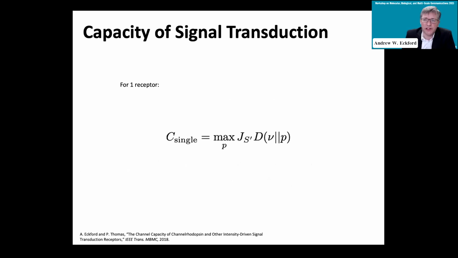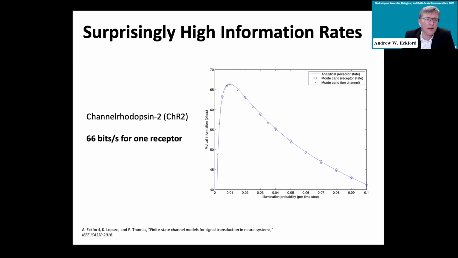For channelrhodopsin, what we did was we went to the literature and grabbed some of these rate constants that have been established by experiment, and we plugged them into our formula and tried to figure out what the capacity of channelrhodopsin is. What we found was that for a single receptor, and remember that this is a single molecule, the amount of information that single molecule could transduce was approximately 66 bits per second.